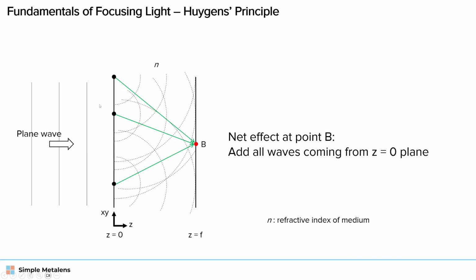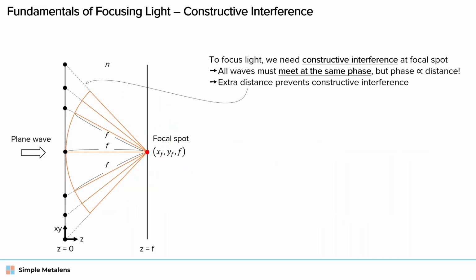So the net effect at point B is given by adding up all these spherical waves coming from the incoming side. From this picture, we can get a hint that in order to focus energy at a given point, all these waves must meet at the same phase at that point. In other words, we need constructive interference at the focal spot.